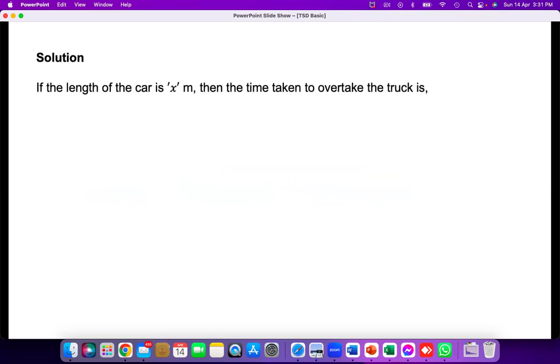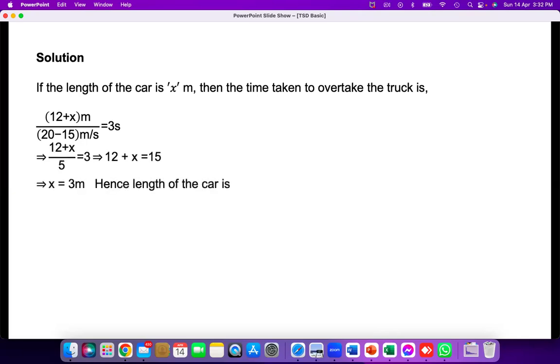Okay, so how does it go? If the length of the car is x meters, the time taken to overtake the truck is (12 plus x) divided by (20 minus 15). That is the relative speed. It is equal to 3 seconds. It is given. You just simplify this and you get the value of x. x equals 3 meters, so the length of the car is 3 meters. Is that done?